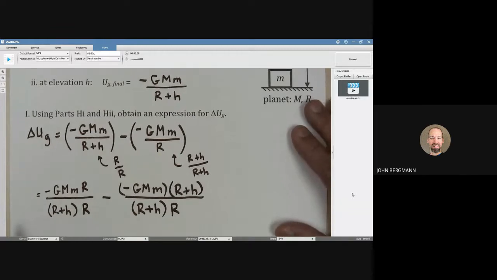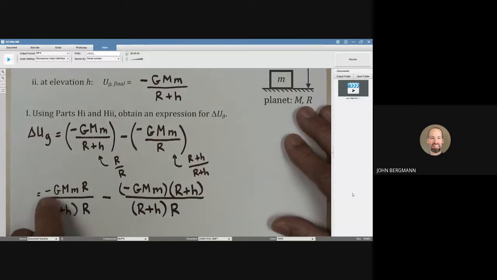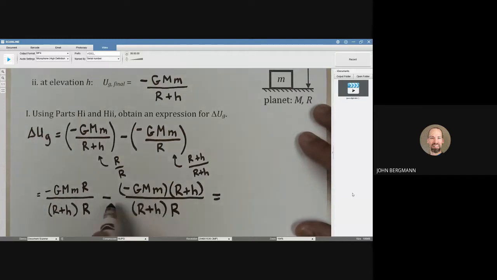Now, what does that give us? Obviously, the denominators we can combine, so it's looking like we need to simplify the numerator. And in the numerator, I'm seeing here negative big G, big M, little m, R. And if we do the distributive property with this, there are a couple of negative signs, so that's a positive big G, big M, little m, R. So the only thing that doesn't cancel in the numerator is when we take that.